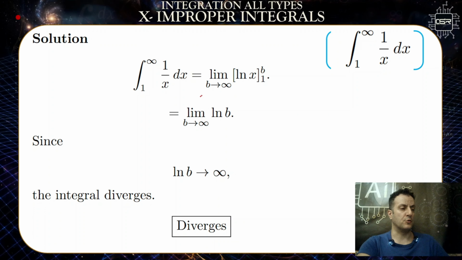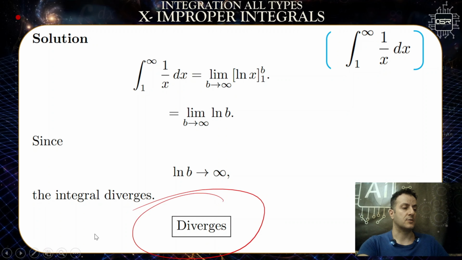This is the full solution. So it is ln x between b and 1 as b approaches infinity, equal to the limit of ln b for b approaching infinity, which is plus infinity. So it is a divergent integral. Why? Because it goes to infinity. It blows up.